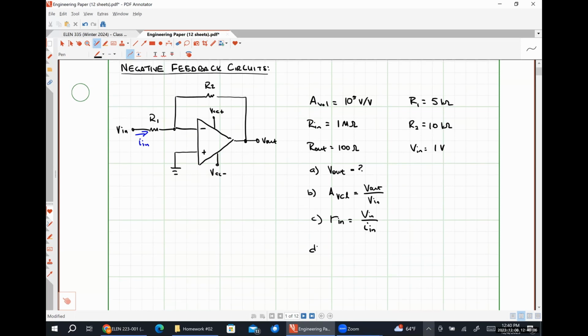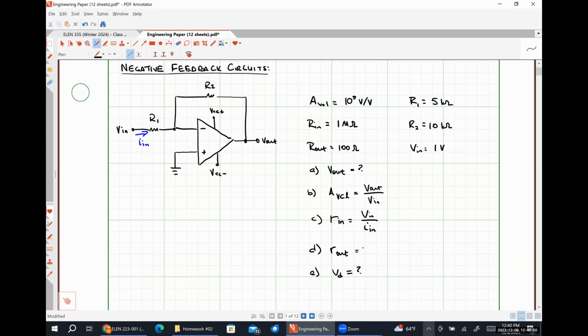We're also going to find the closed loop output resistance. This is the same thing as the Thevenin equivalent resistance seen looking into the output terminals of the op amp. And then lastly, and actually we're going to solve for this much earlier than lastly, I also want us to find out what value our differential voltage VD has.